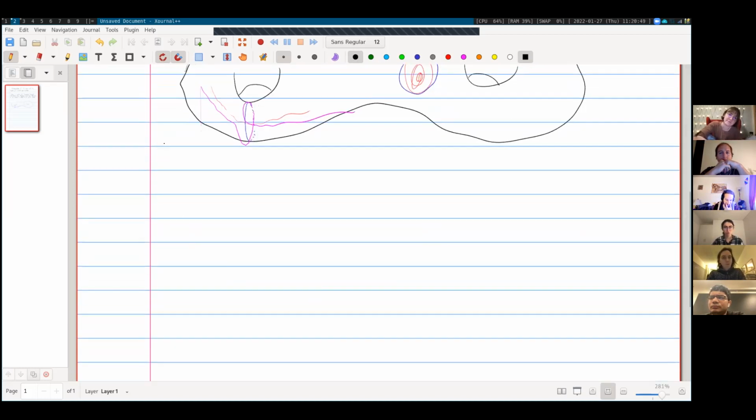A surface has finite type. Sorry for these ghost lines, I don't know, something is up with my tablet pen.